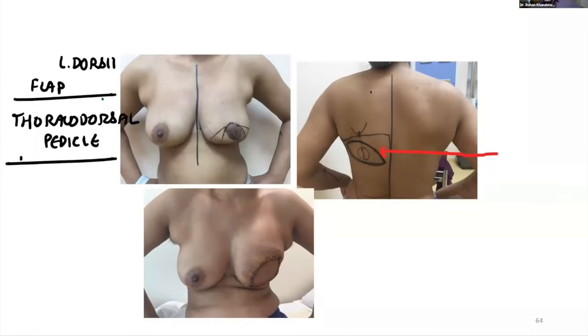So this is a flap for breast reconstruction. This is the latissimus dorsi flap. This was a patient of mine where we did this reconstruction. We take it from the back, we swing the muscle forward, and we reconstruct the breast.